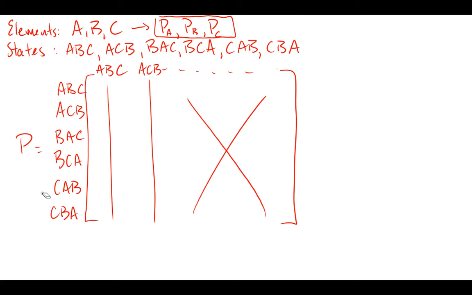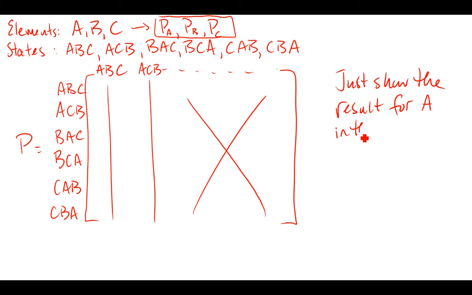All right? So first things first, we're just going to show the result for A in the first position, because the same logic will apply for the others. Okay, so we've eliminated some of this stuff. So, all right, how are we going to do that?